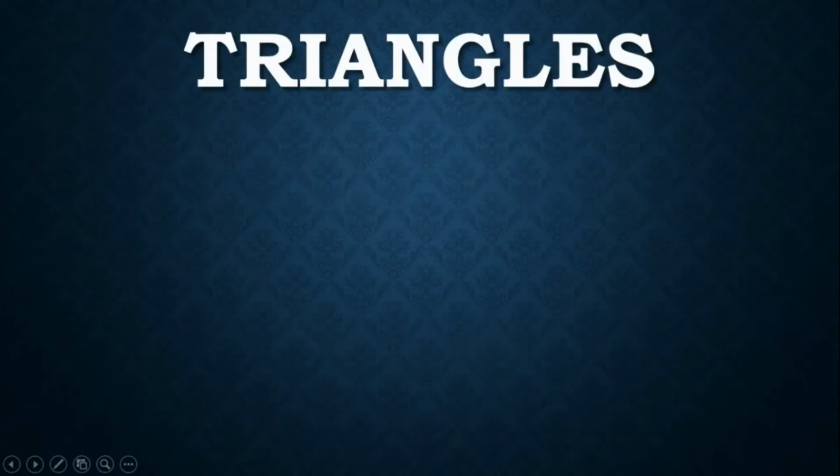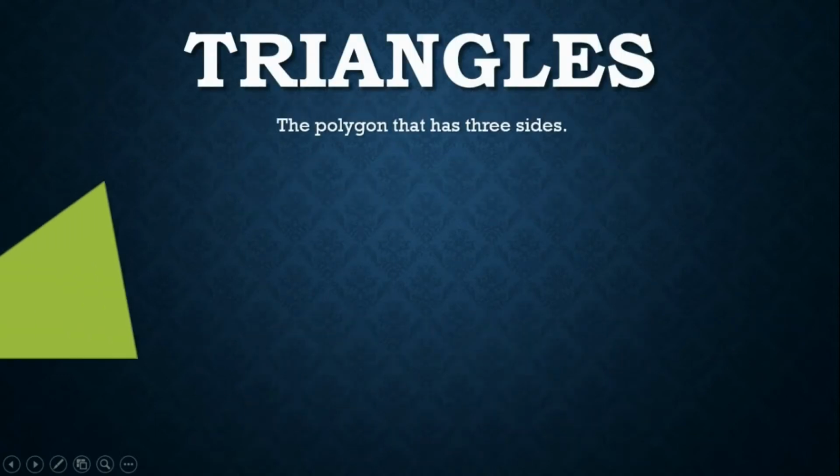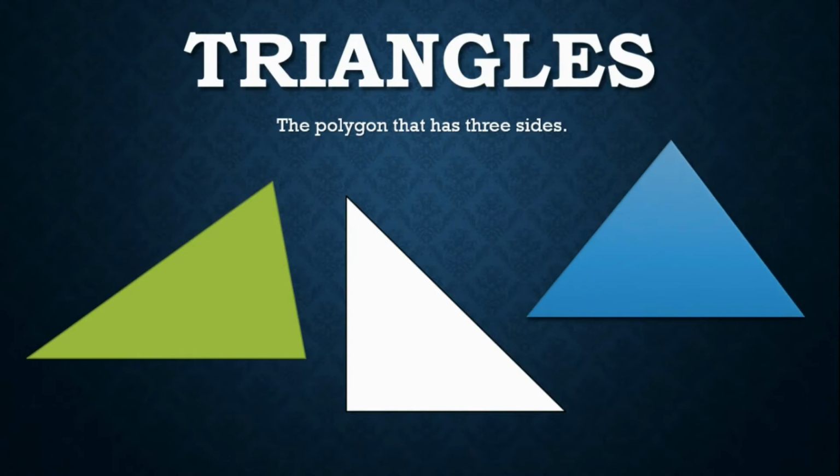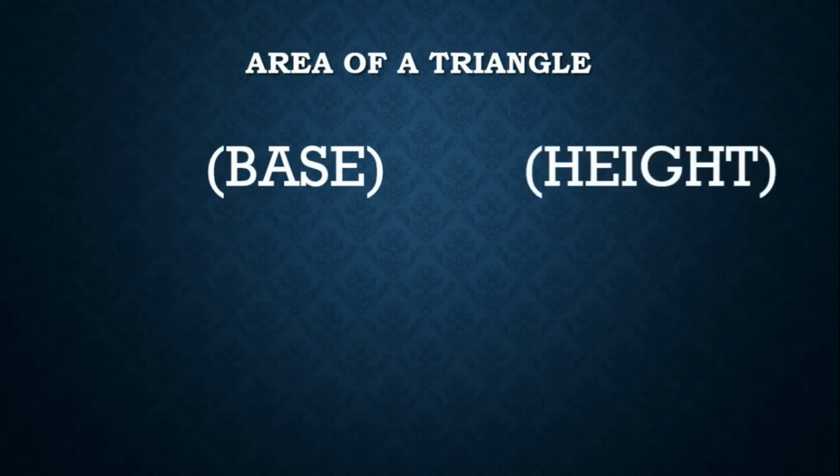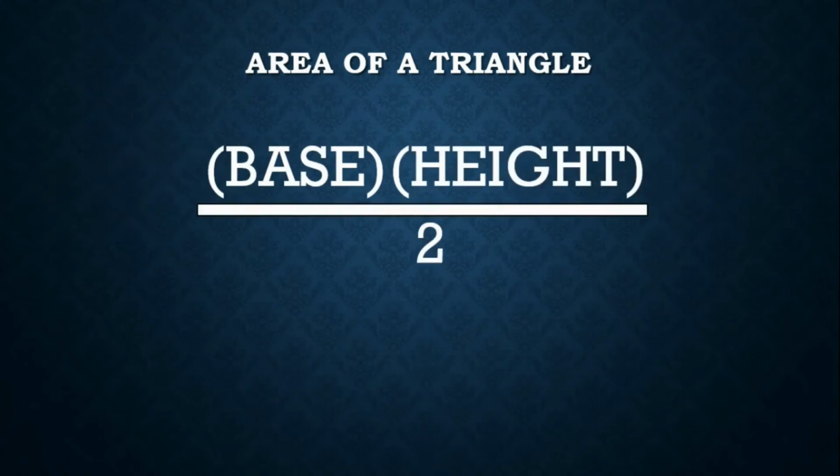Triangles, the polygon that has the fewest amount of sides possible. And we take for granted that its area is equal to its base times height divided by 2. But what if it's not? What if the world suddenly forgot that the formula for the area of a triangle is base times height divided by 2? Is there another way of finding it?